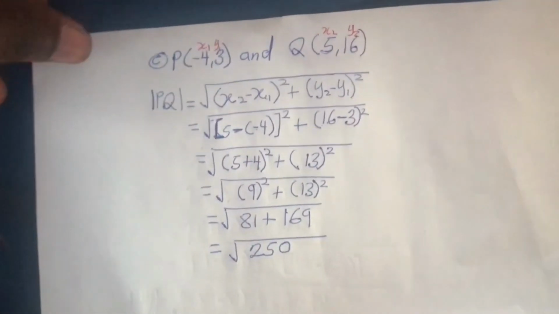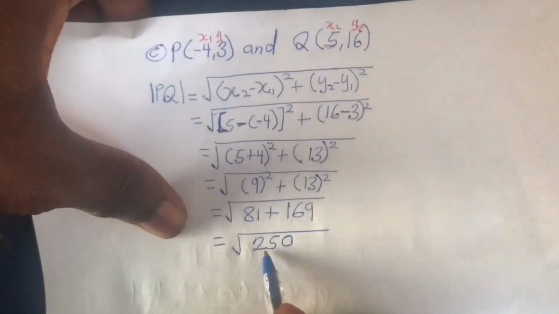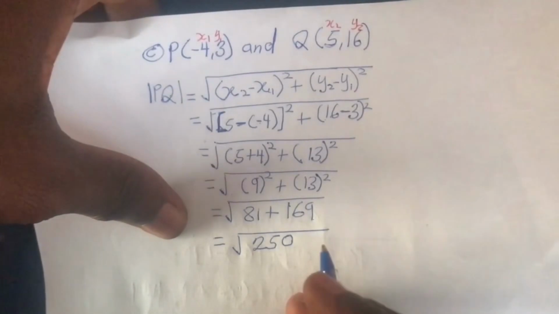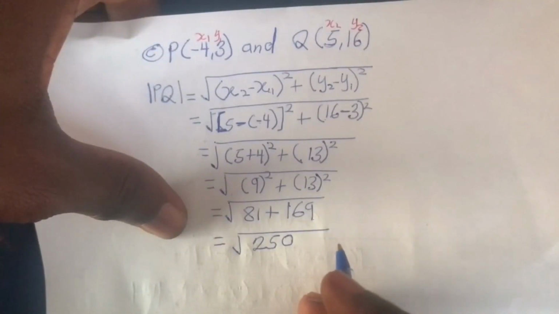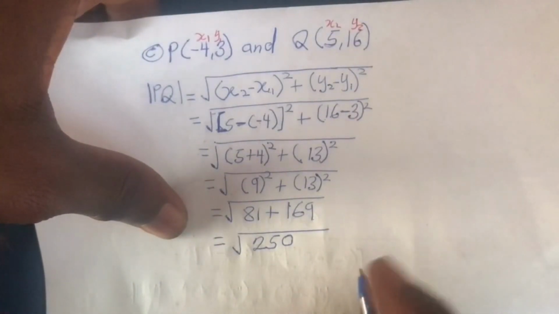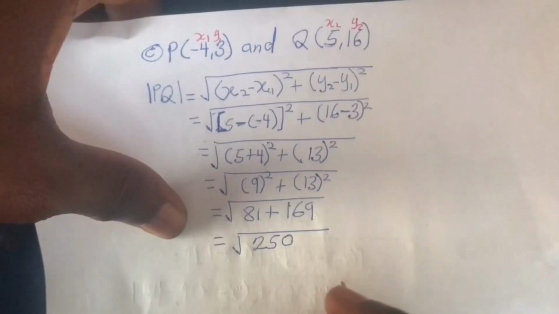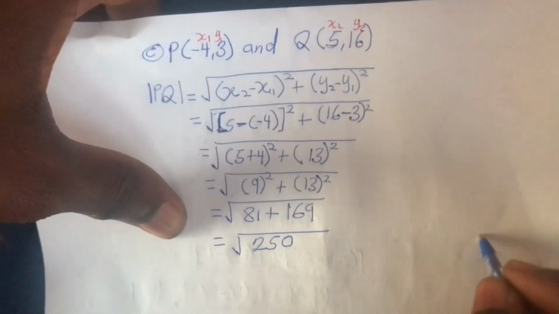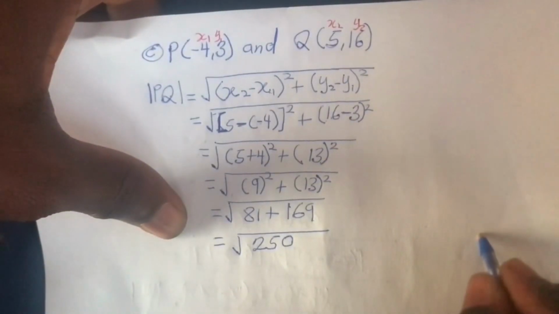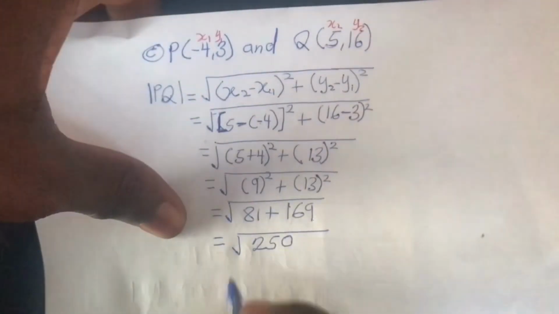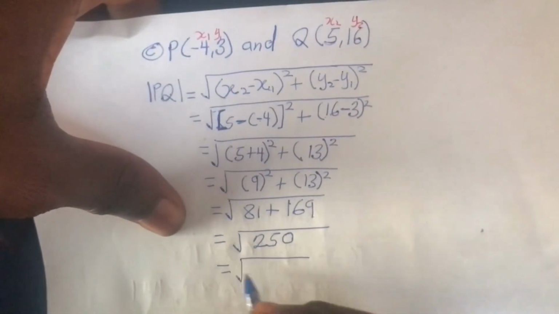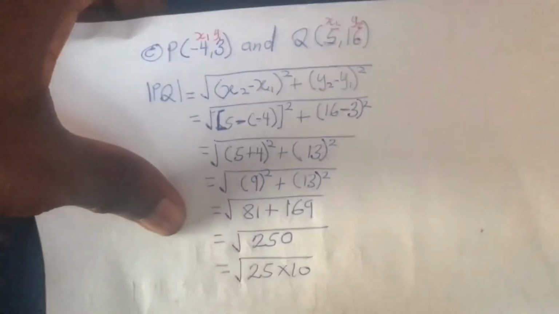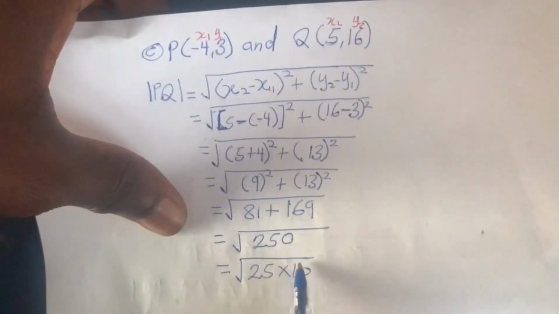So when you add 81 to 169, you will be getting 250. Now the question we are going to ask ourselves is, what number can we multiply by itself to get 250? When you look at it carefully, you will realize that there isn't any whole number that when you multiply by itself, you are going to get 250. So this is how we are going to think. When you look at the perfect squares, which of them can we multiply by a number to get 250? When we multiply 25 by 10, we are going to get 250. So we are just expanding this under the square root.